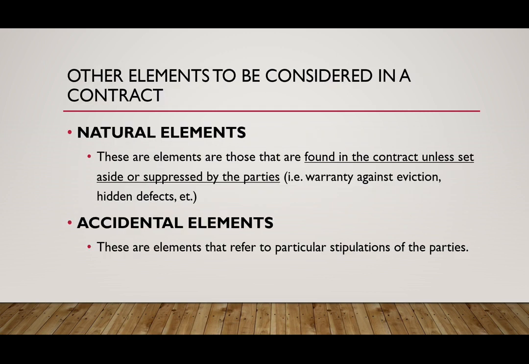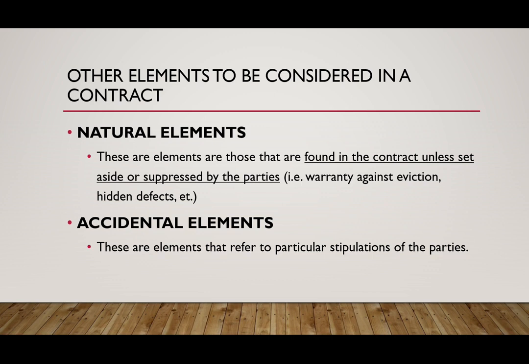Now, kung matatanda natin, may mga essential elements ang contract. Well, for now, yung other elements muna ang i-discuss natin. First is natural elements. Ano to? These are elements that are found in the contract unless set aside or suppressed by the party. So, basically, sa isang contract, automatic nandyan ang natural elements. Mawawala lang siya kapag yung parties na mismo ang nag-alis sa kanya. Ano mga sample niyan? As nakalagay dyan, warranty against eviction at hidden defects. Yung warranty against eviction, yan yung hindi ka basta-basta mapapaalis. Itong hidden defects, pag nagkaroon ng hidden defects yung isang bagay, pwede mo siyang ibalik o ireklamo, refund, or whatever the law states about that.